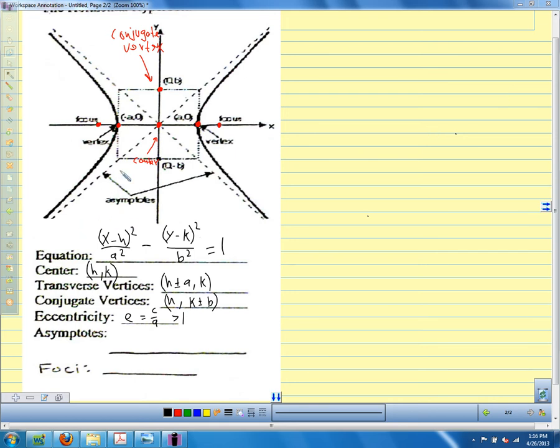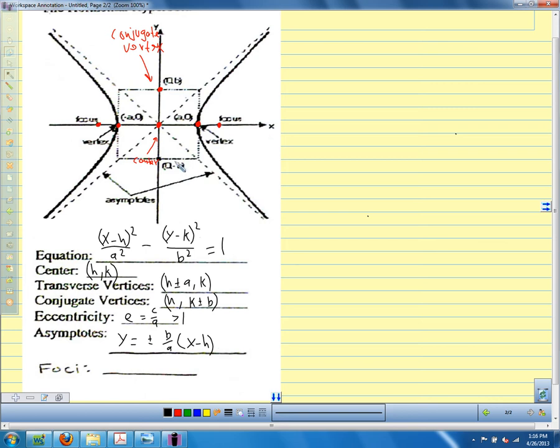The hyperbola has 2 asymptotes. So we have these slanted asymptotes. Our asymptotes for a horizontal hyperbola, y equals plus or minus b over a times x minus h. But we'll find them a little easier way.